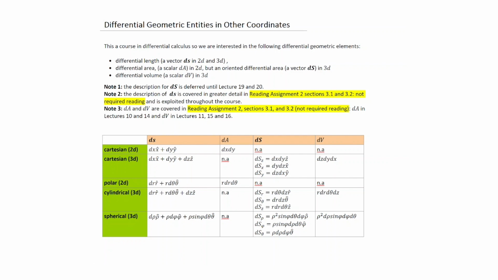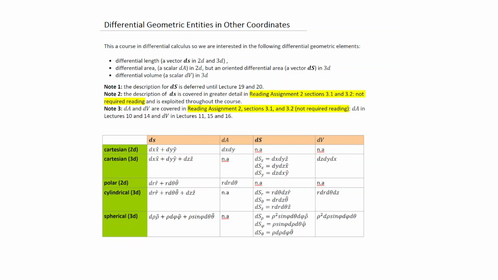Note 1, the description of dS is going to be deferred until lectures 19 and 20, just so you know that it's coming. Note 2, the description of small ds is covered in greater detail in reading assignment 2, sections 3.1 and 3.2. It's not required reading, but we're going to be exploiting it throughout the course. And note 3, dA and dV are covered in reading assignment 2, sections 3.1 and 3.2. Again, not required reading. dA in lectures 10 and 14, and dV in lectures 11, 15, and 16.